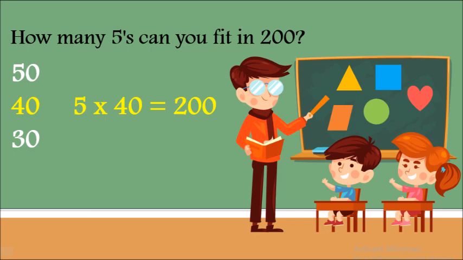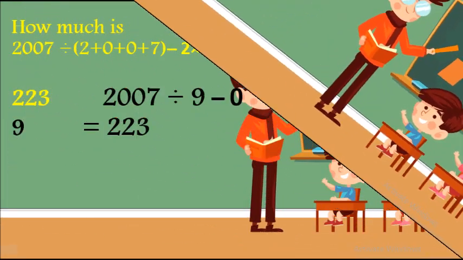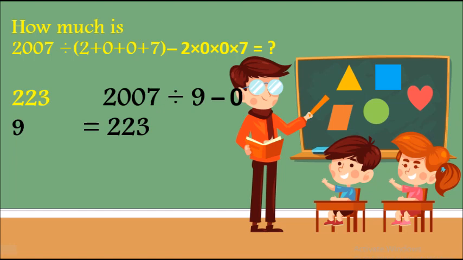Again, practice is needed. So let's move on to the next question here. And what's going to be the next question? How much is 2007 divided by, the brackets is open, 2 plus 0 plus 0 plus 7.